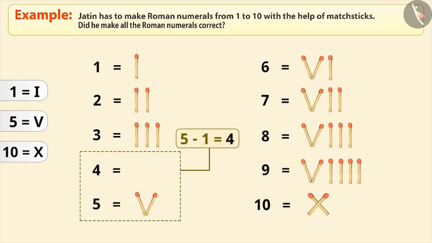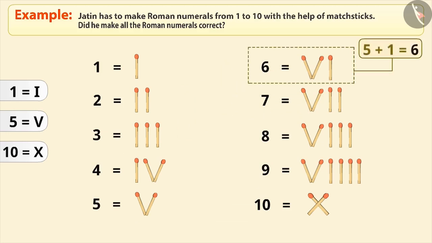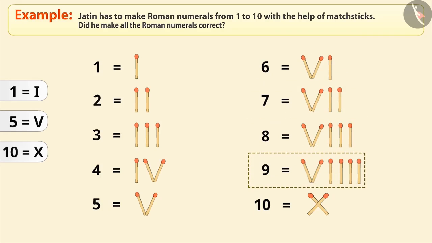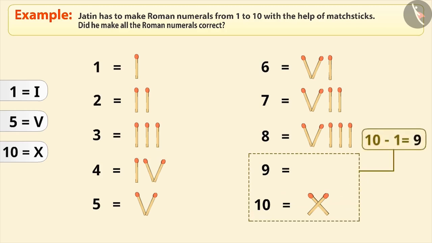Since 5 minus 1 is equal to 4, we write the symbol of 1 to the left of the symbol of 5. Similarly, since 6 is 1 more than 5, we write the symbol of 1 to the right of 5. Similarly, we write 7 and 8 as shown here. Now, writing 9 this way is incorrect. The correct method is by subtracting 1 from 10, which gives us this numeral.